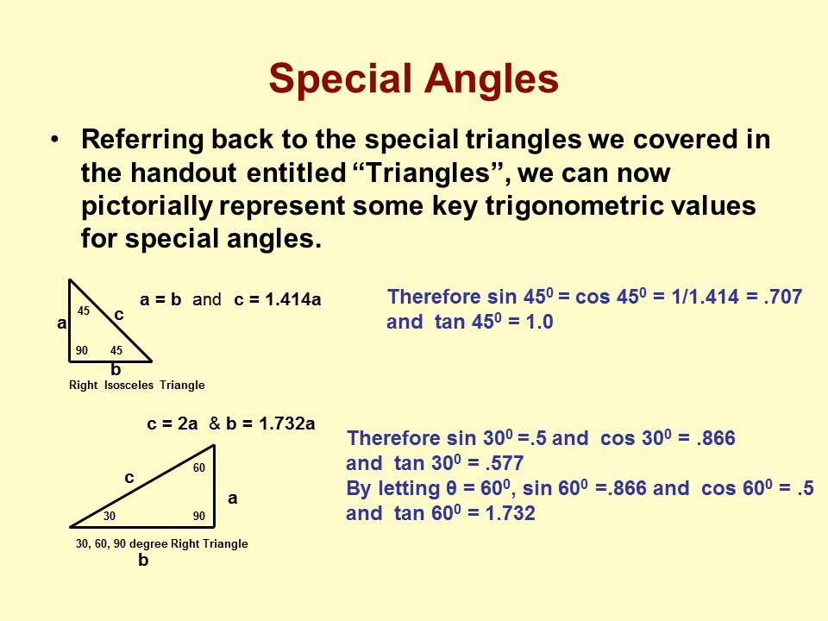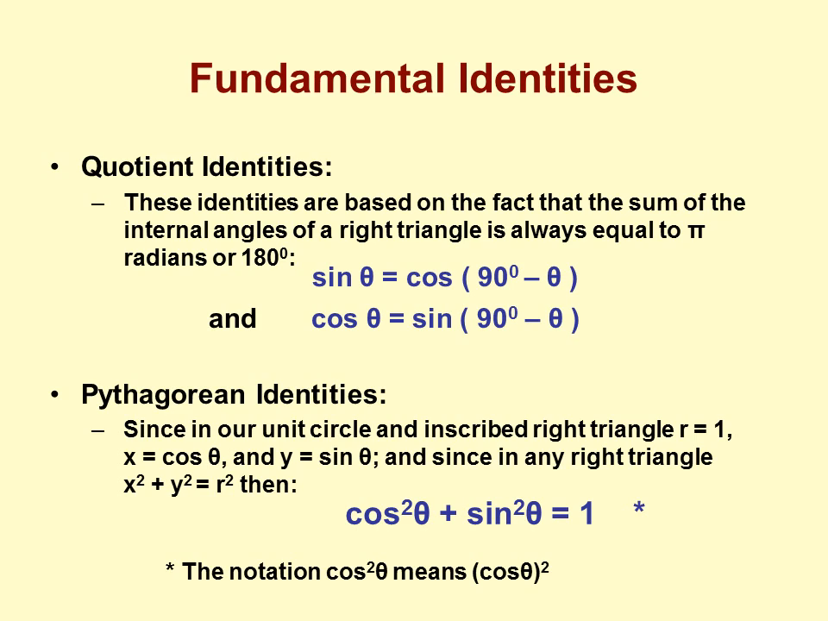Special angles, referring back to the special triangles we covered in the handout, we can see that just by inspection of these 2 triangles, we can find values of sines and cosines quite easily, and tangents as well. I would suggest you do this for a while to get accustomed to that, and then you can revert to punching the numbers into your calculator.